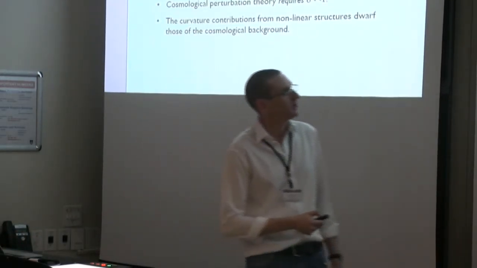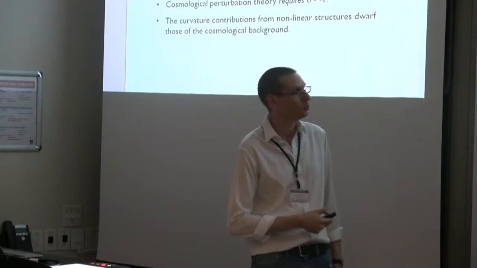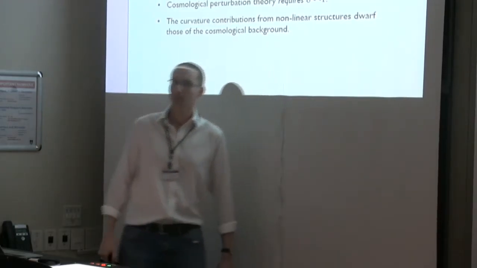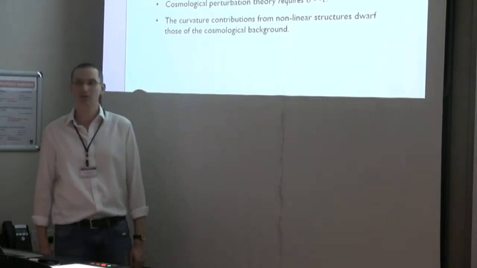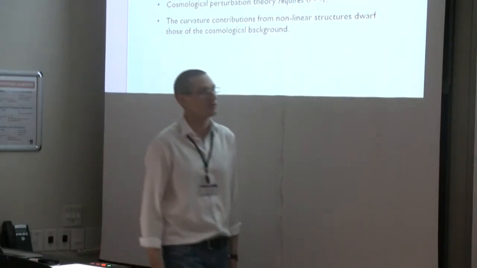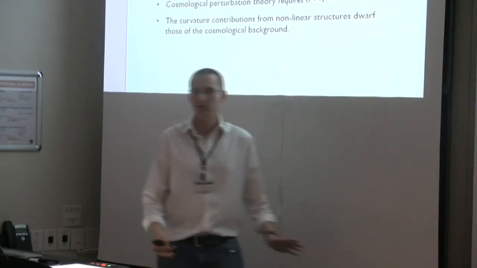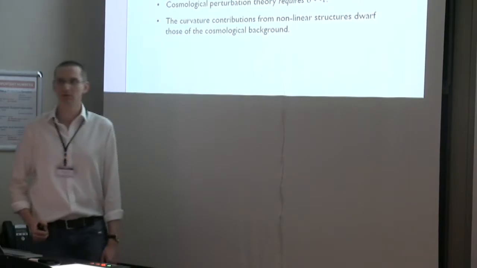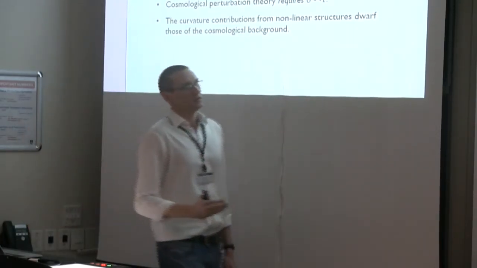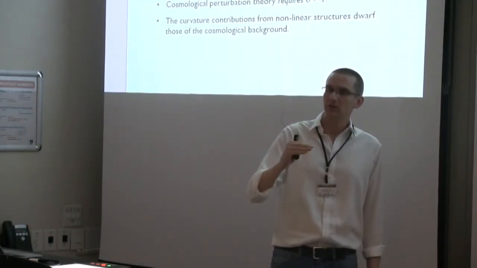A second potential problem is that the curvature contributions from nonlinear structure dwarf those of the cosmological background. So if you work out the Ricci curvature scalar of the geometry of space in this room, it's many orders of magnitude greater than the Ricci curvature scalar associated with cosmology. So this is kind of problematic if you're doing a top-down approach to cosmology.